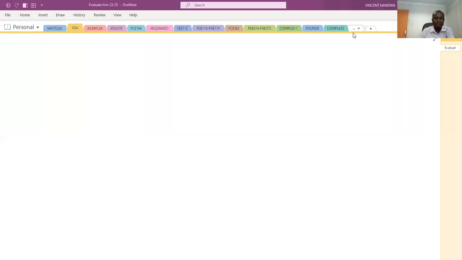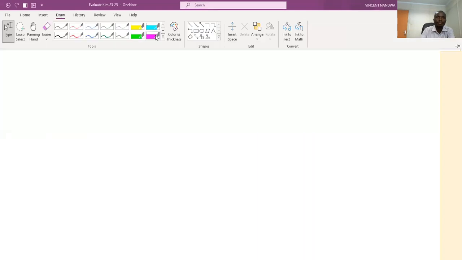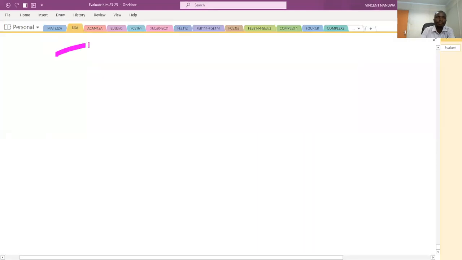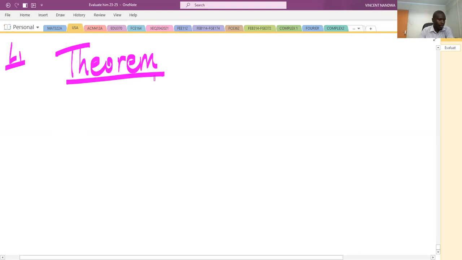So welcome again. In this session, we are going to study the properties of vector addition and scalar multiplication in the plane. Theorem: properties of vector addition and scalar multiplication in the plane.